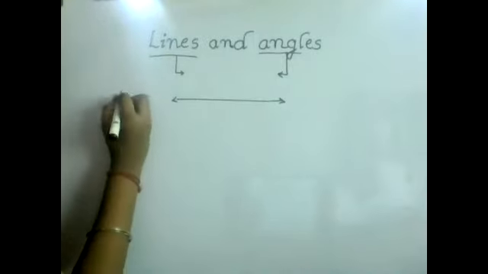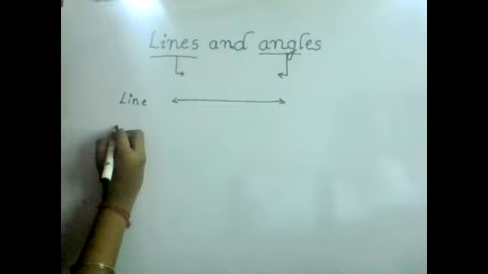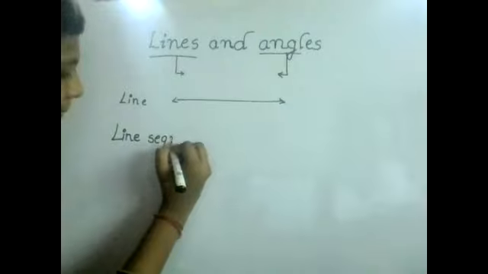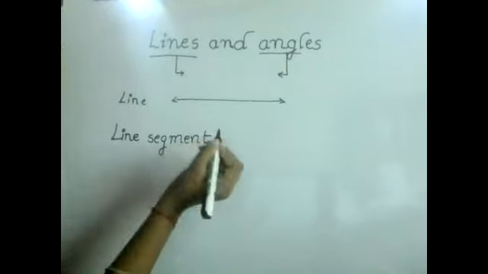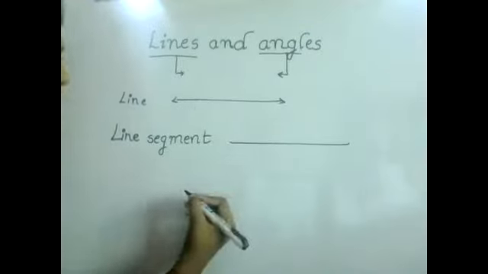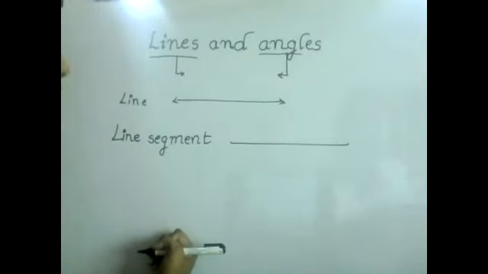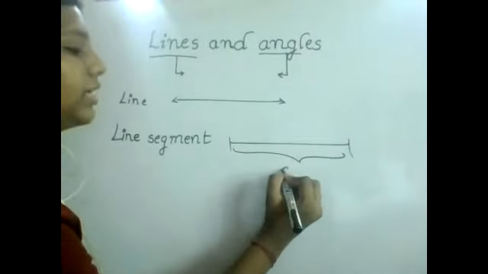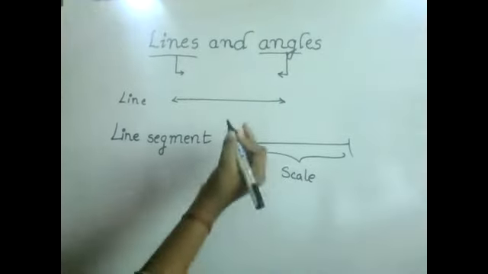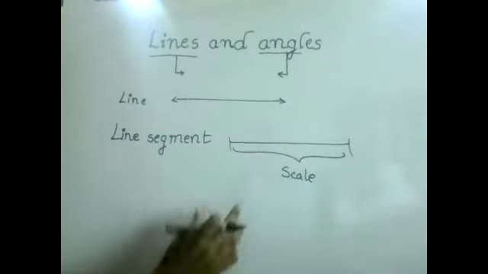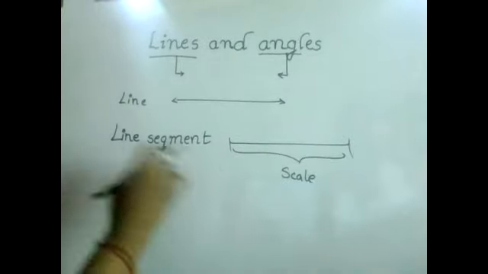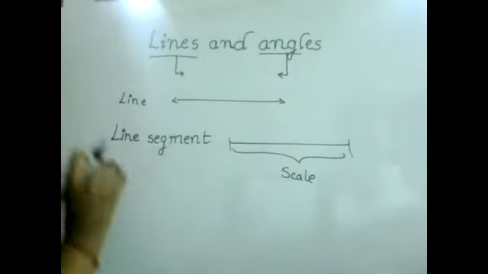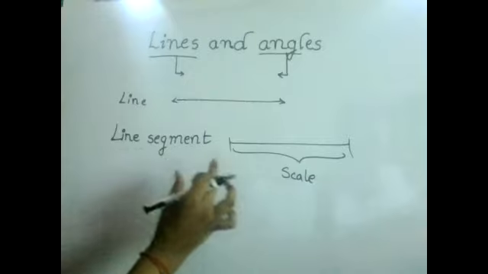So we have learned what a line is. Next we'll see what a line segment is. A line segment is a part of a line which has a specific length. We can measure this length by using a scale, and a line segment has fixed endpoints. Multiple line segments combine to form a line. Infinite line segments combine to form a line.